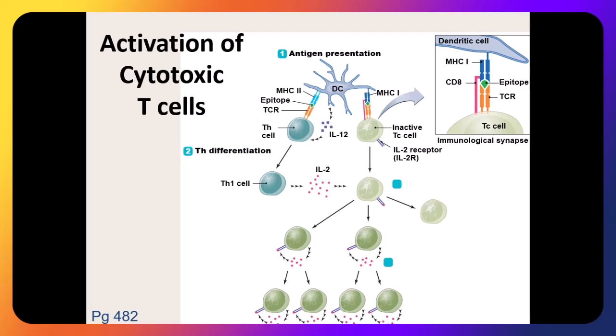If it's on the MHC2, then this is going to give us our strongest activation of cytotoxic T cells. As soon as we present something with that MHC2, we're going to start to get T helper cells activated, and they're going to start to differentiate because there are lots of versions of T helper cells. This is showing, for example, the T helper 1 cell.